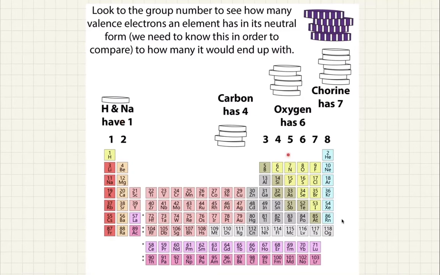Carbon is going to have 4. Oxygen is going to have 6. Nitrogen is going to have 5. Chlorine has 7. And the same thing happens for the things that are below it on the periodic table within a group. So sulfur is also going to have 6, just like oxygen. Phosphorus is also going to have 5, just like nitrogen. And chlorine is going to have 7, just like fluorine.